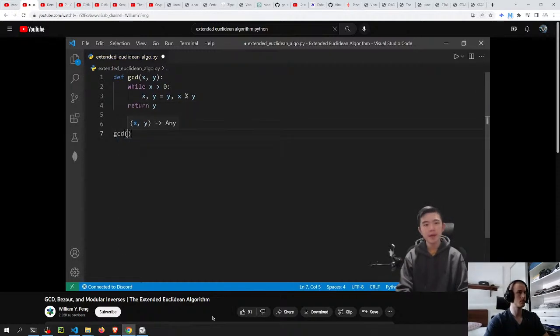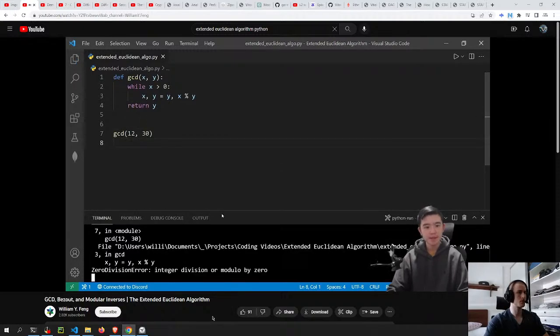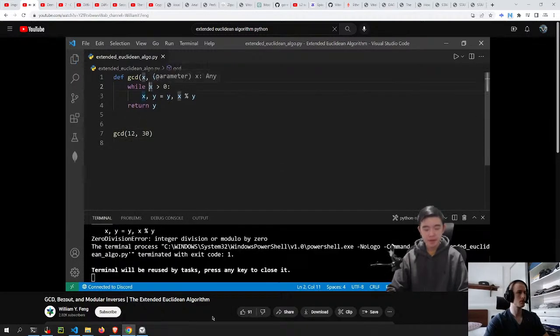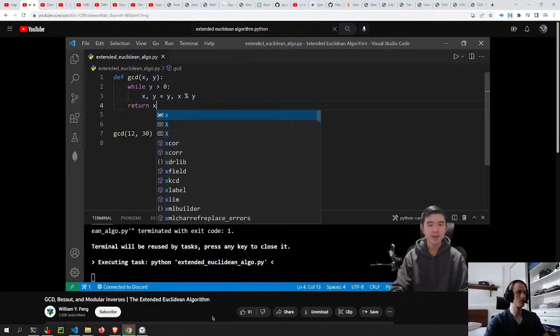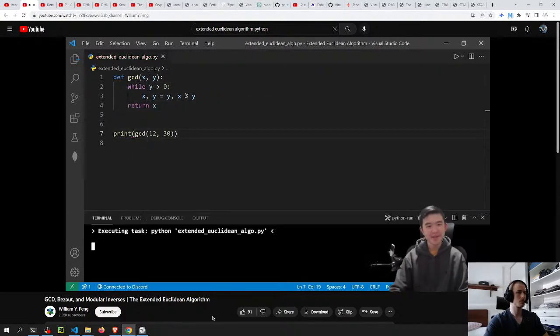Now let's do an example. GCD of 12 and 30, that was our first example. Oh no, we have division by 0. Maybe this should really be while y is greater than 0, and then we can return x. Okay, great, we forgot to print it out. Classic coding tutorial. Okay. Great, it prints out 6.